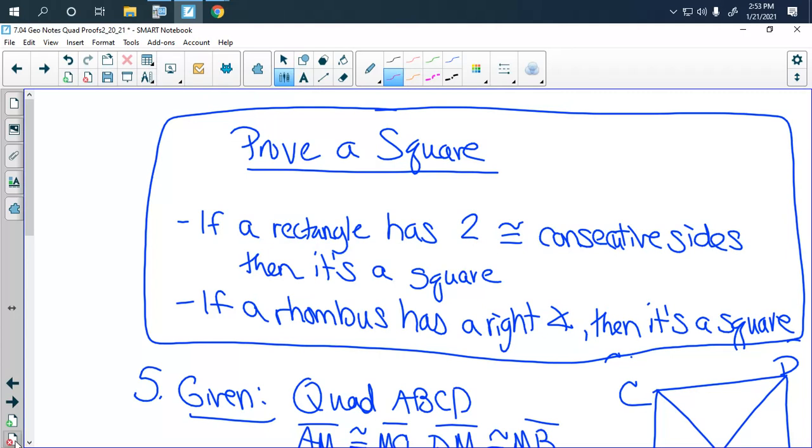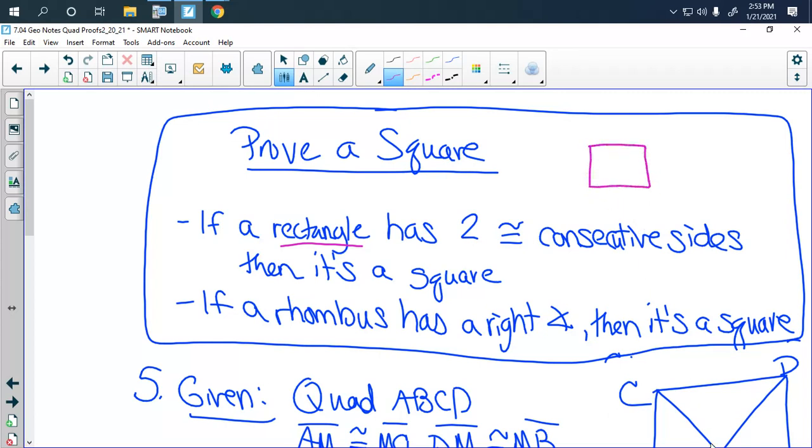To get something to be a square: a square is a rectangle and it's also a rhombus. So you have a couple options again. You could get it to be a rectangle first with 2 congruent consecutive sides. Think about a rectangle. Why is a rectangle not always a square? Well, they both have 4 right angles, but a rectangle doesn't have 4 sides congruent. So if you can get a rectangle to have all 4 sides congruent, then it's going to be a square.